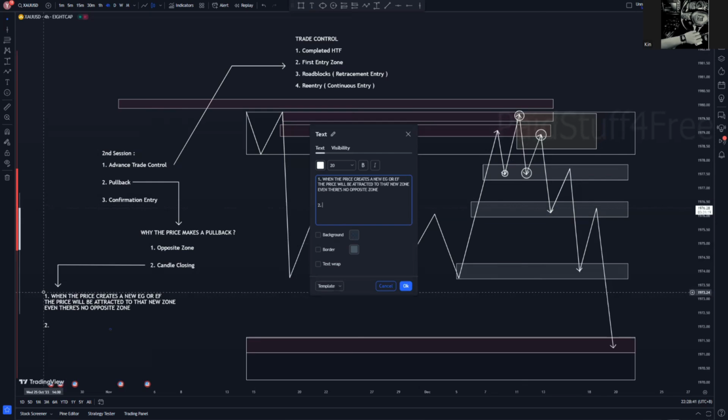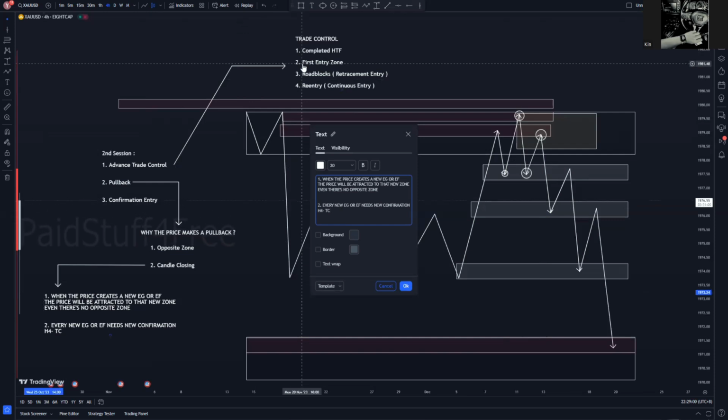And how about the second one? Every new EG or EF needs new confirmation. If we talk about the H4, it needs new TC, which is based on this one. Maybe it needs a new first entry zone, needs to respect the new first entry zone, needs to create new TC, something like that. And if we talk about the M30, the price needs new CE. H4 new TC and M30 new CE.